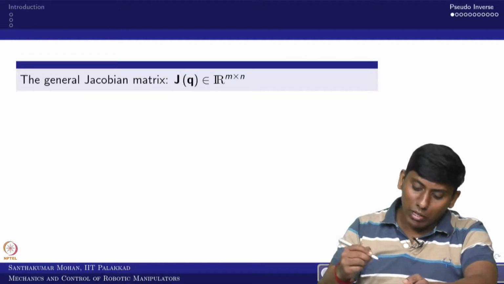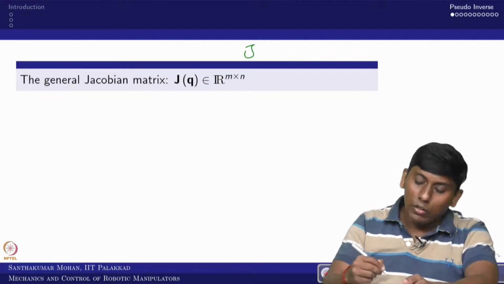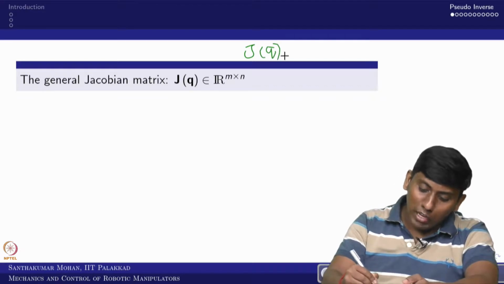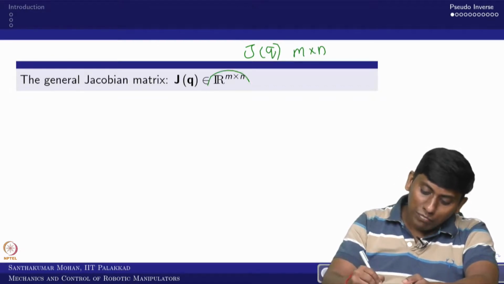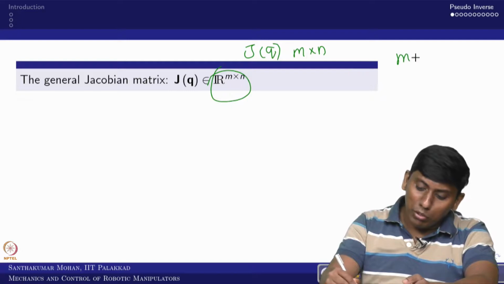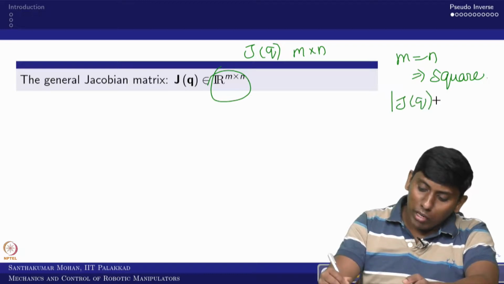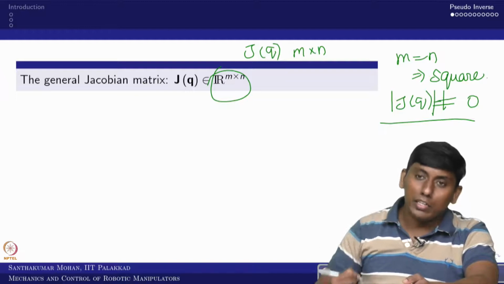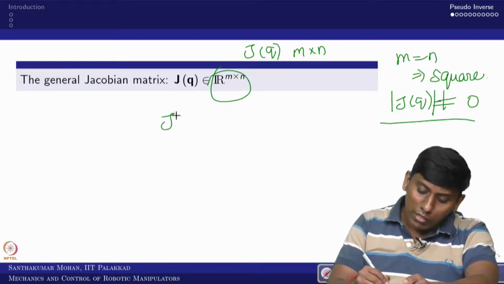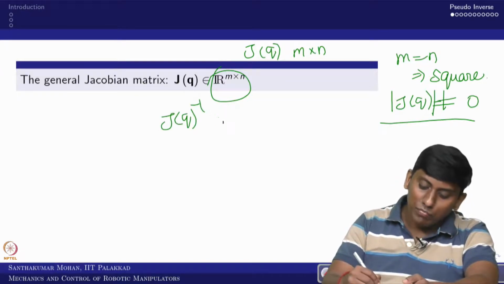So now we will see this J. This J of Q is having m cross n. Now if m equal to n, that gives a square matrix where the determinant of J is non-zero. Then you can see that if the determinant is non-zero, the inverse of J of Q exists.